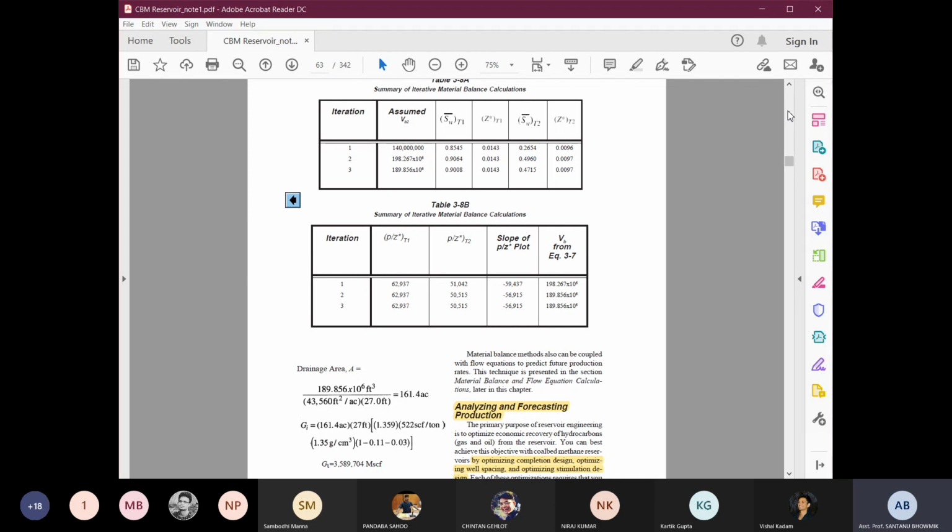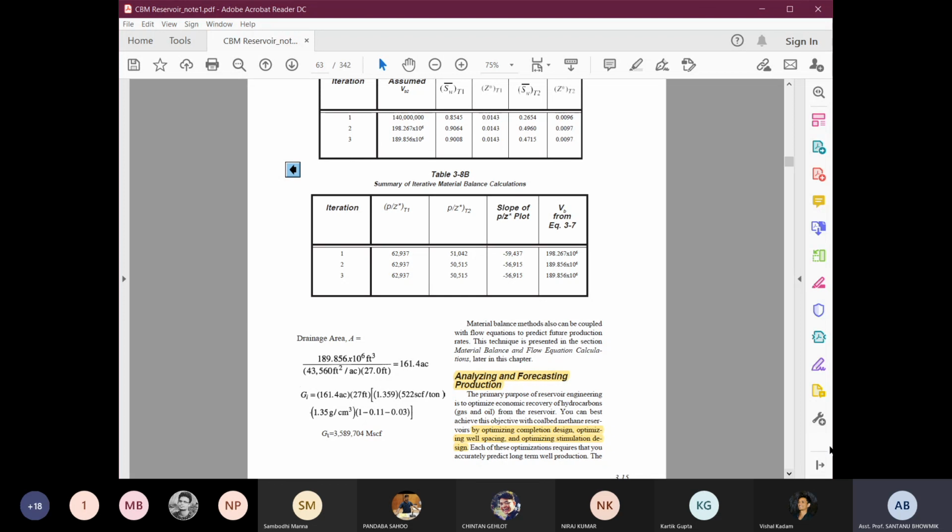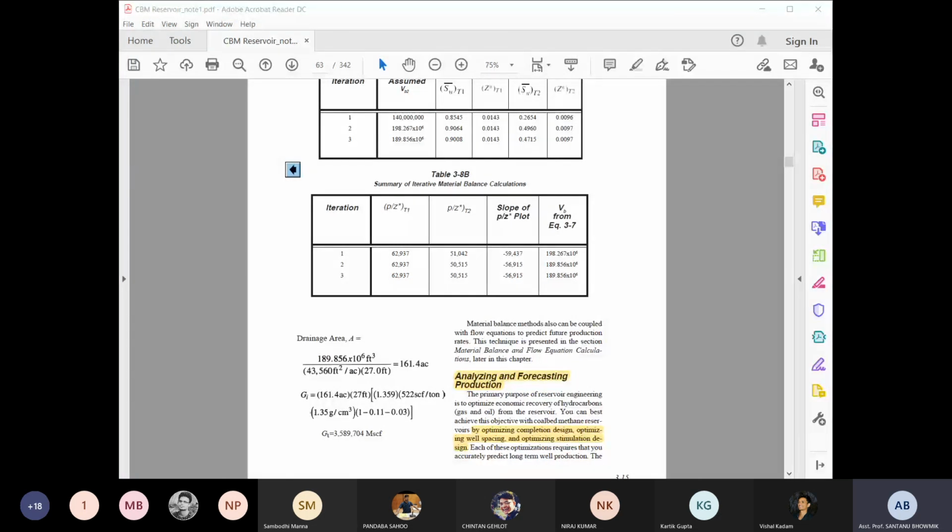Okay, let me stop at this point. In the next class, we will start with analyzing and how we do the forecasting of the production. If you have any questions, you are open to ask.